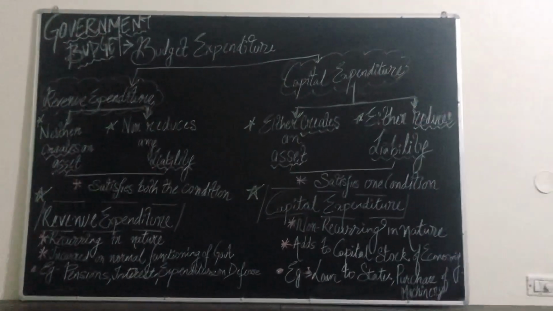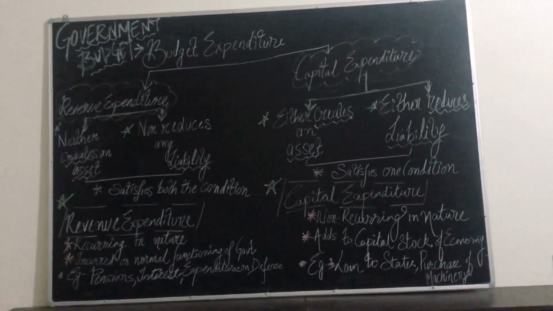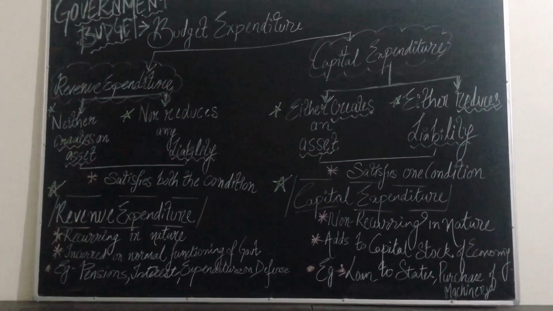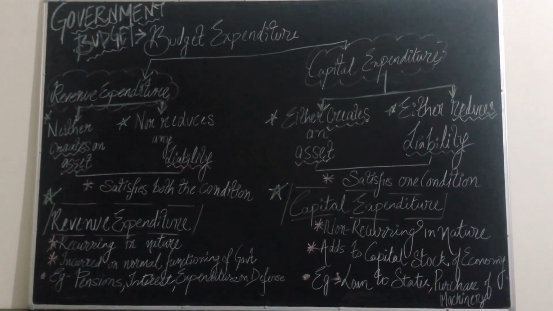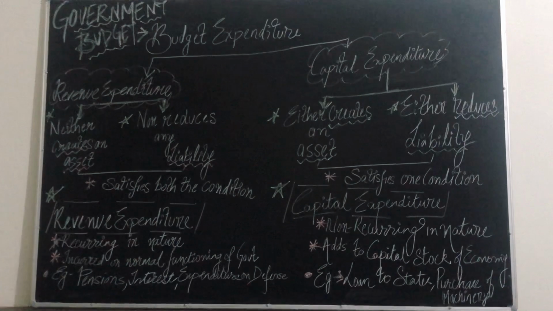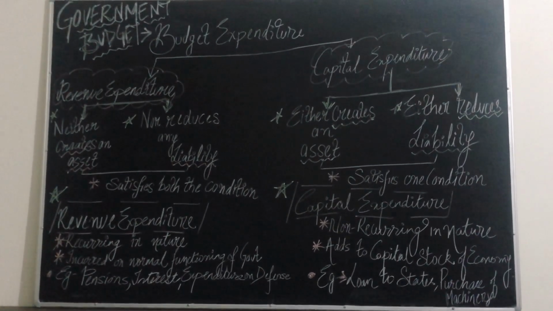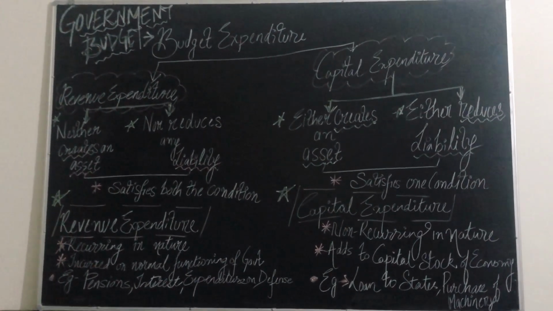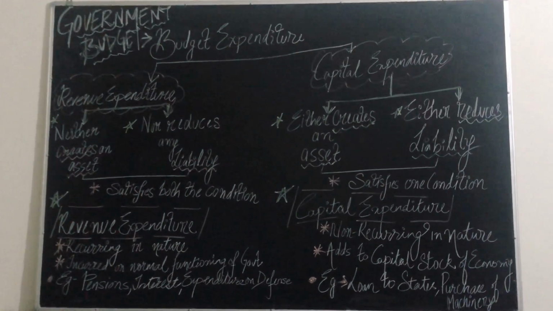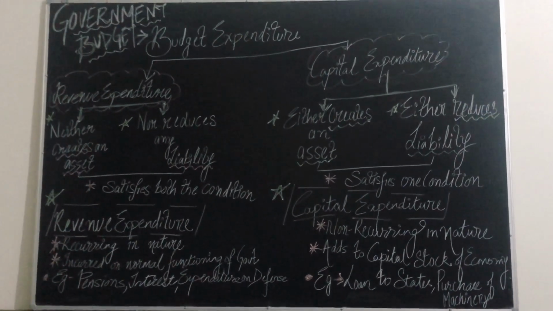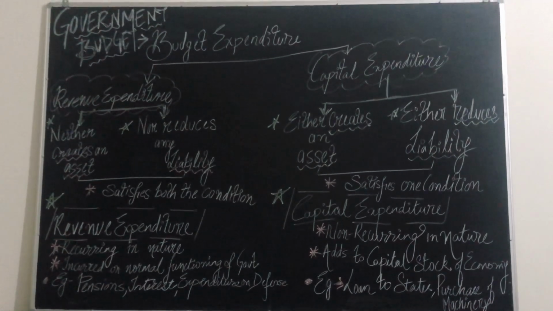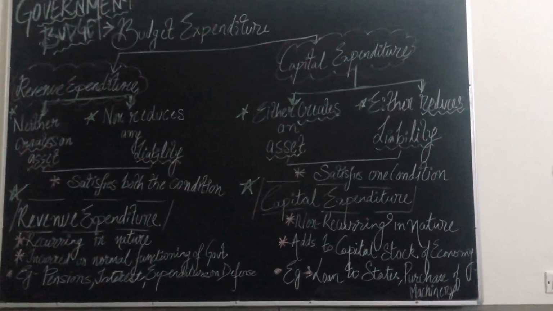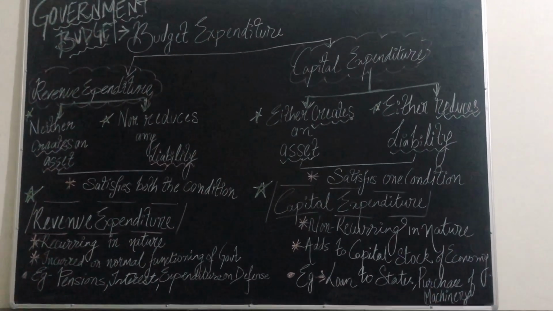Now, we can differentiate between revenue expenditure and capital expenditure on the basis of four points. First is meaning itself. Revenue expenditure is that expenditure which neither creates any assets nor reduces any liability of the government. Capital expenditure creates either an asset or reduces a liability of the government. Now, on the basis of objective. Revenue expenditure is incurred for normal functioning of the government, whereas capital expenditure is mainly incurred for acquiring assets and granting of loans and advances.